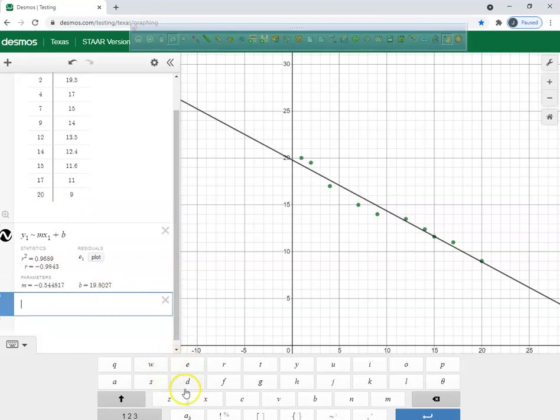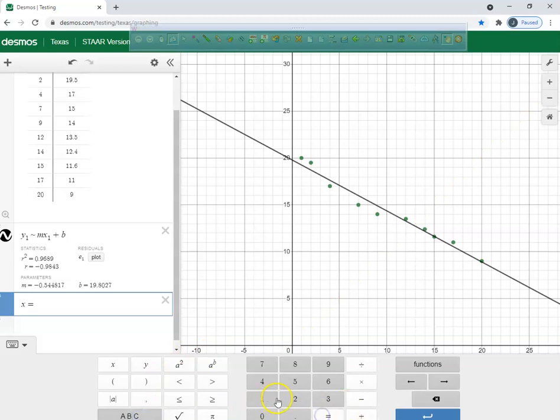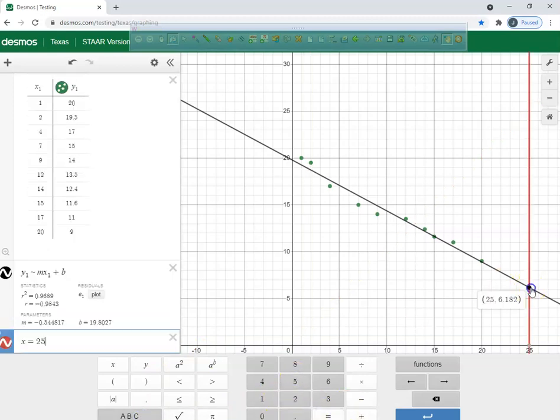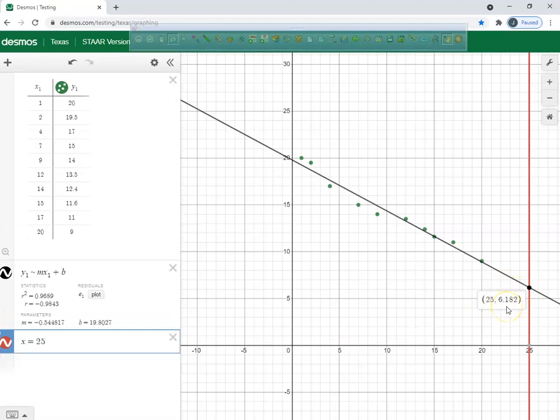All you guys got to do is type in, you want your X value to be what number? 25. Look. So my estimate was wrong. See what I'm saying? My line of best fit that I just drew by hand wasn't as accurate as I needed it to be. All right? What is my number right here say it's going to be? What's the best answer? 6. So the correct answer is 6.